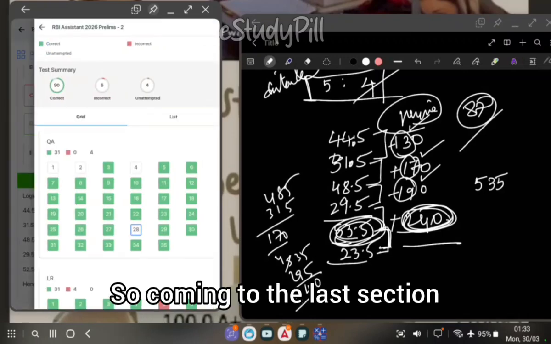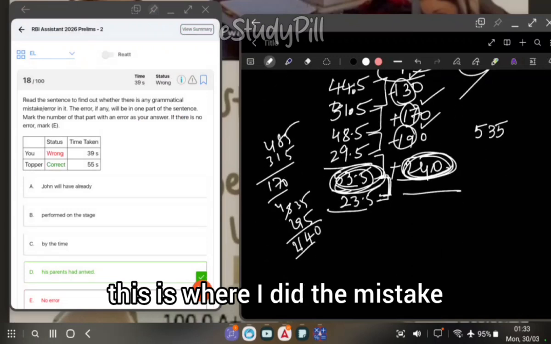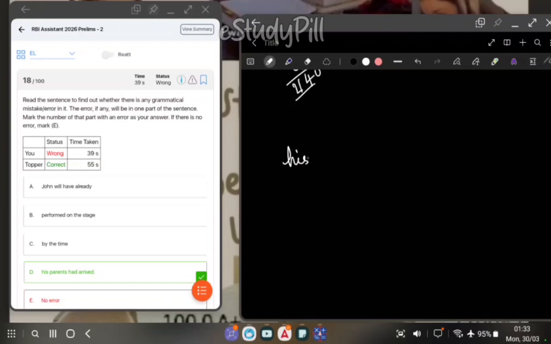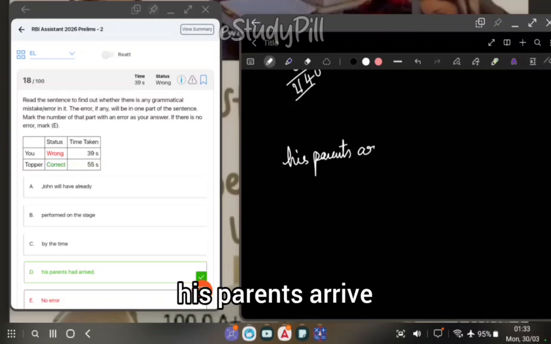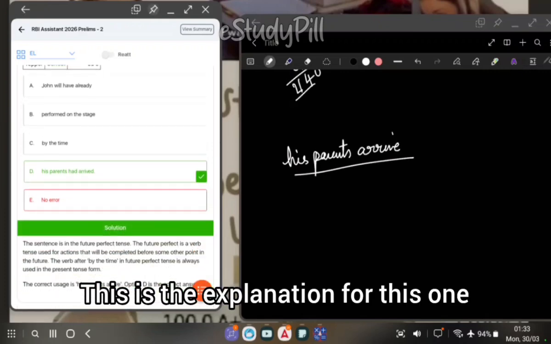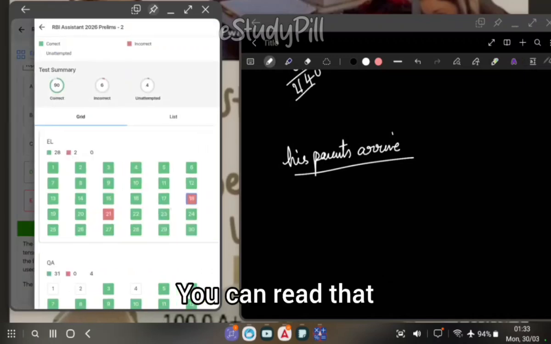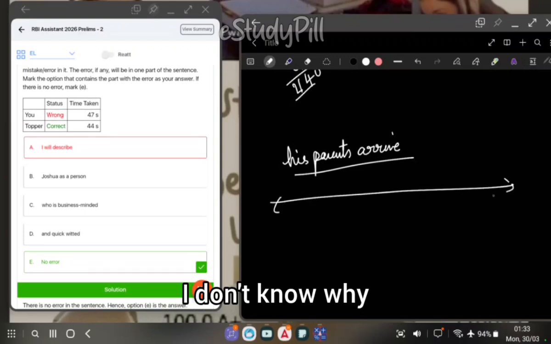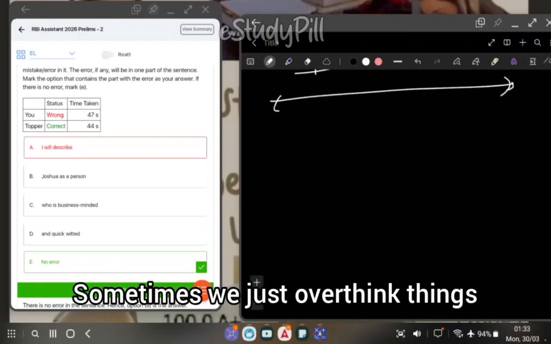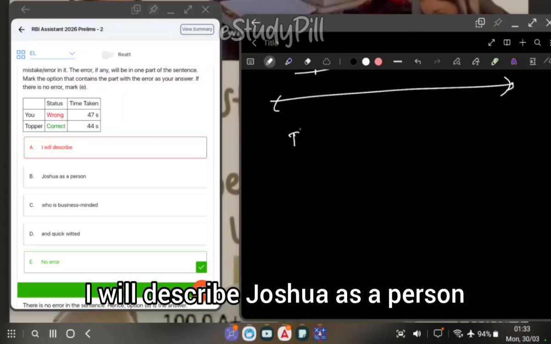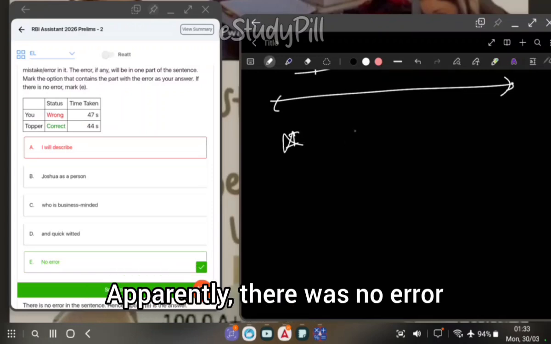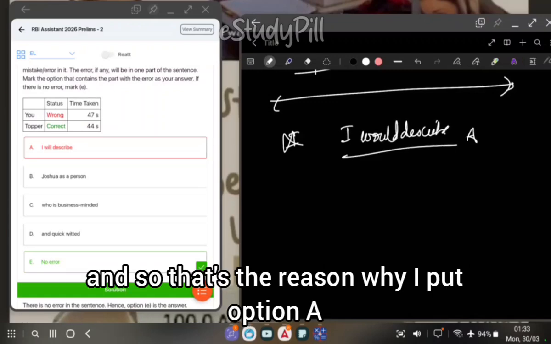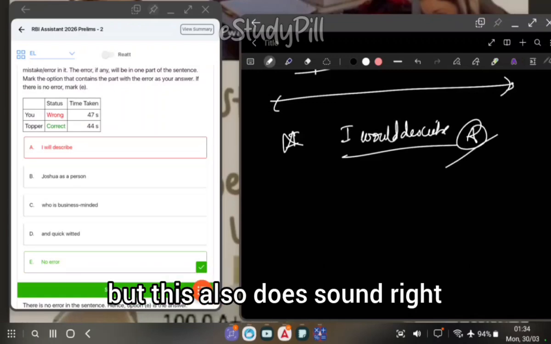53.5. So coming to the last section, which is English. This is where I made the mistake. John will have already performed on stage by the time his parents arrive. This is the explanation for this one. You can read that. And in the 21st question, I don't know why, sometimes we just overthink things. I will describe Joshua as a person who is business-minded and quick-witted. Apparently there was no error. I thought I would describe would be the right way, so that's why I put option A, but this also does sound right.